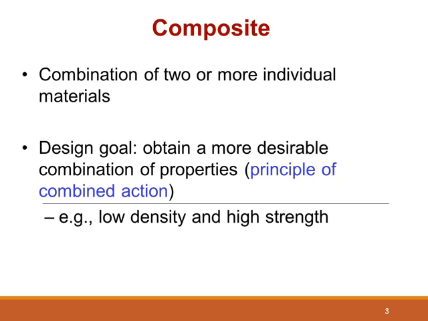A composite material is a combination of two or more individual materials. The essence of this combination is that you want an intermediate property that will combine the properties of the combining materials to give you a unique combination of properties. When you talk about a composite material, you are trying to design a material, and the goal is that you desire a combination of properties that is not achievable from the individual materials.